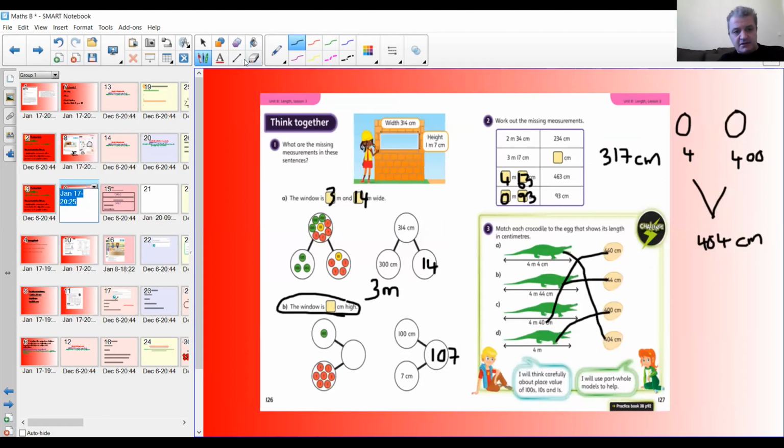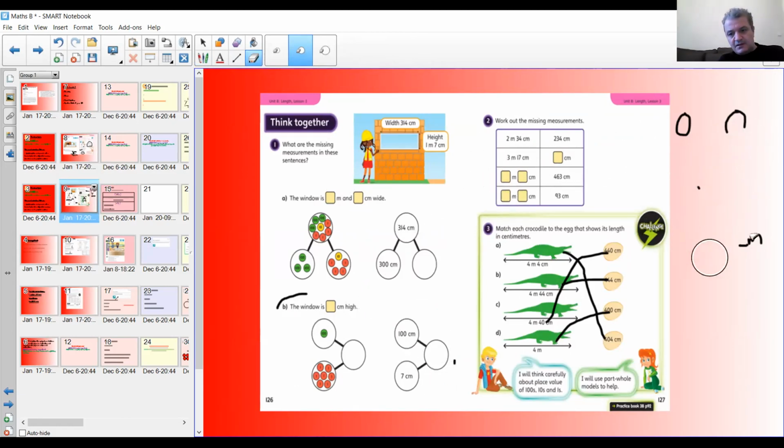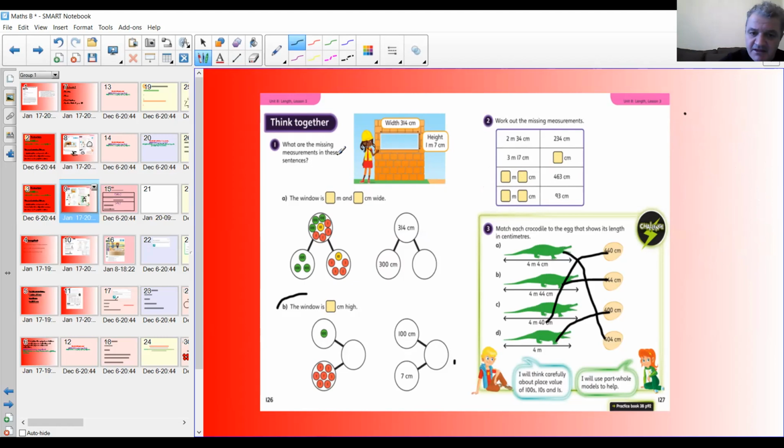Okay, let's just rub this out. I've just done this earlier. Instead of just practicing. Okay. So again, I think everyone can have a go at these. So here, what are the missing measurements in these sentences? We've got a width and a height again. The window is, we're talking about wide. So are we looking at height or width when we talk about wide? Right, we're looking at width.